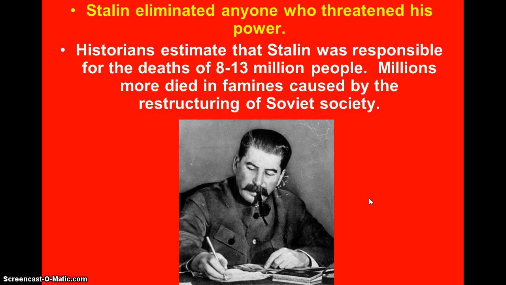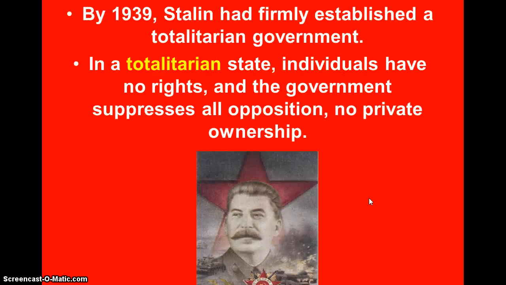Millions more died in famines caused by the restructuring of Soviet society, because too much work was spread over a wide area and a lot of land, and Russia, as we know, is the largest country land-wise in the world. So by 1939, Stalin had firmly established a totalitarian government. In a totalitarian state, individuals have no rights, the government suppresses all opposition, and there is no private ownership. The government controls everything.